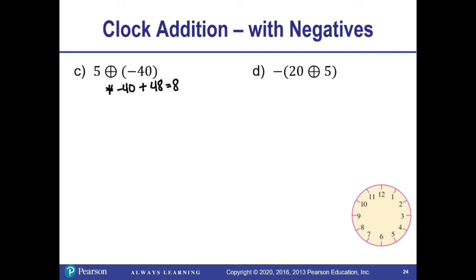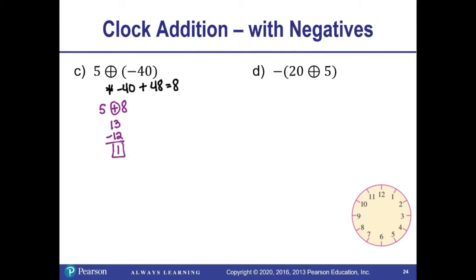5 plus negative 40 on the clock is the same thing then as 5 plus 8 on the clock, which is 13. My answer has to be between 1 and 12, so I subtract out 12 to figure out where I land on the clock, and I land at 1.